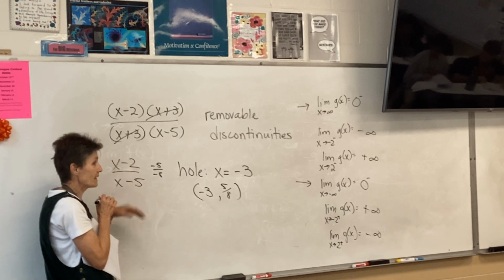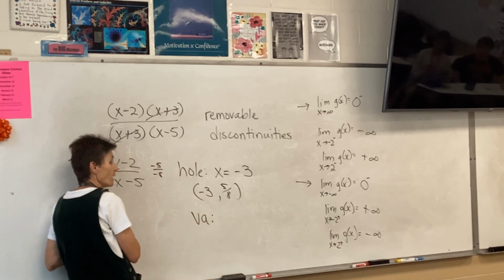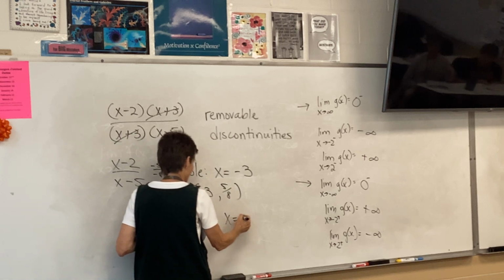Do I have a vertical asymptote in this problem? Yes, I do. My vertical asymptote is where? X equals 5?